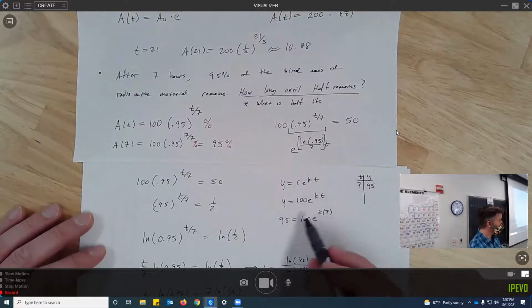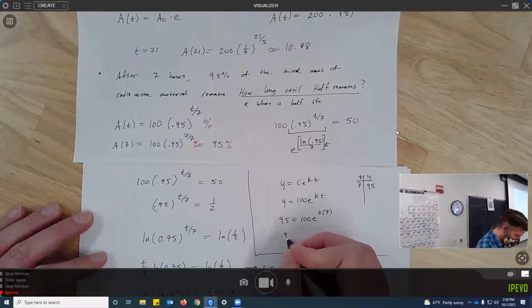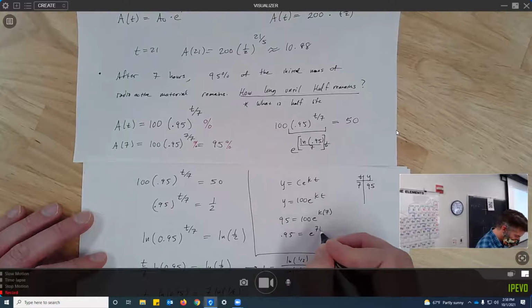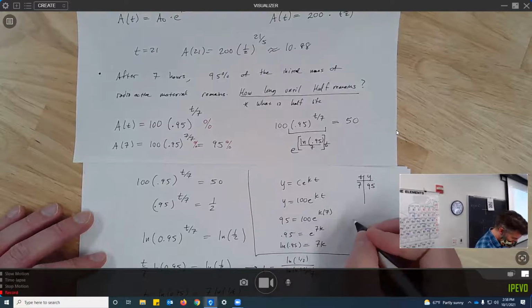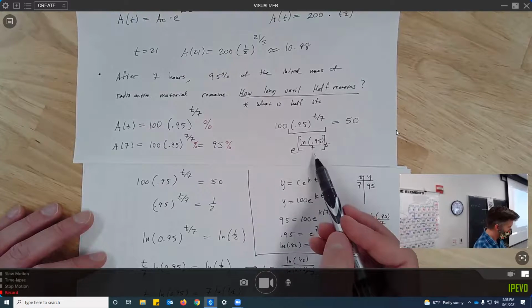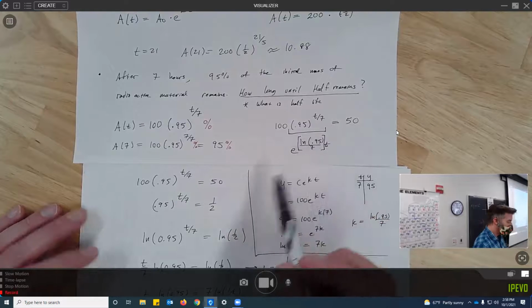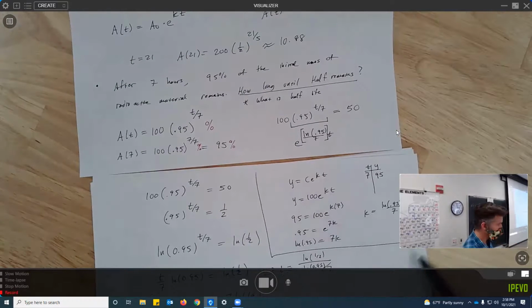And if you solve this for k, 95 over 100 is 0.95, e to the 7k. Take the natural log of both sides. And then k ends up equaling the natural log of 0.95 over 7, just like we said it was over there. So yeah, it's maybe more work to do it this way. I don't have a better answer other than you can do it either way. I'm more used to doing it the other way, so that's probably what I will default to normally, but this is also perfectly fine and also gets at the answer.